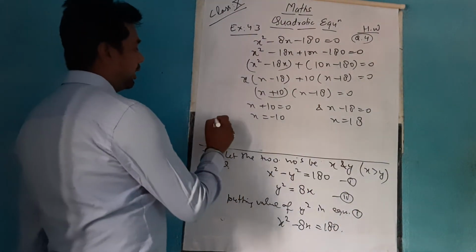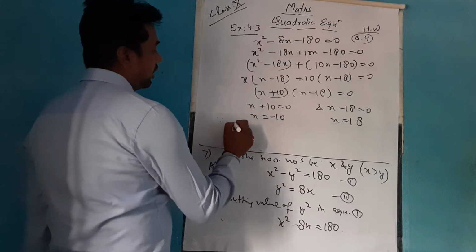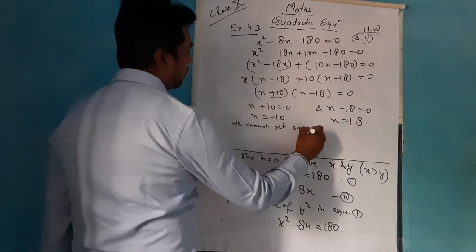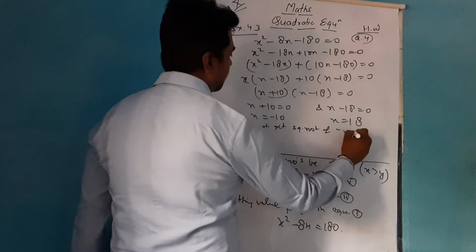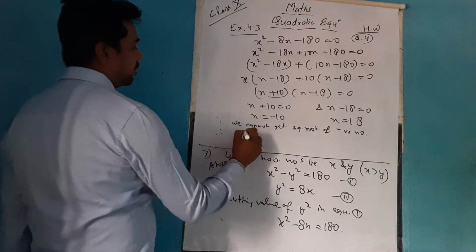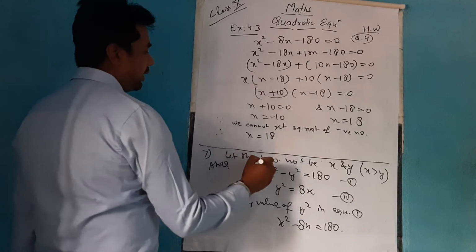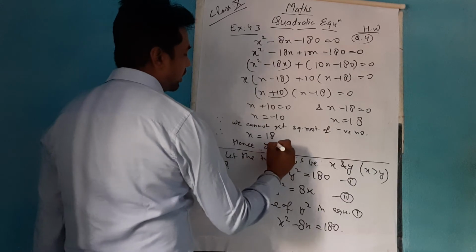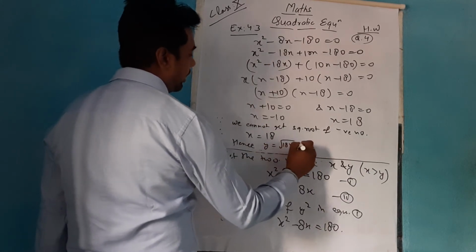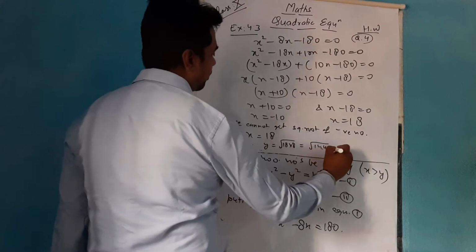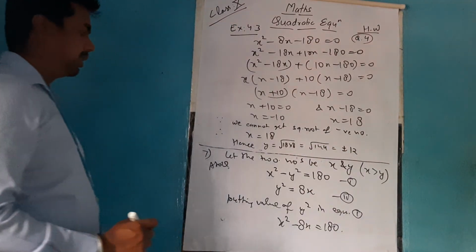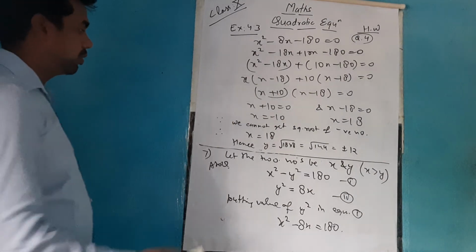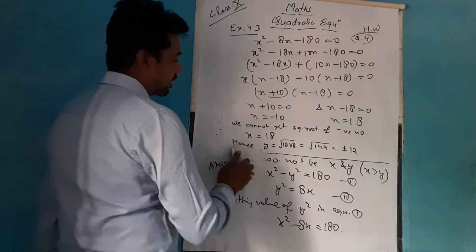So how we conclude: since we cannot get the square root of a negative number, therefore the value of x we will take as 18. Hence y will be the square root of 18 into 8, that becomes the square root of 144, that becomes plus minus 12. So what could be the two answers? Either it will be 18 and 12 or it could be 18 and minus 12.